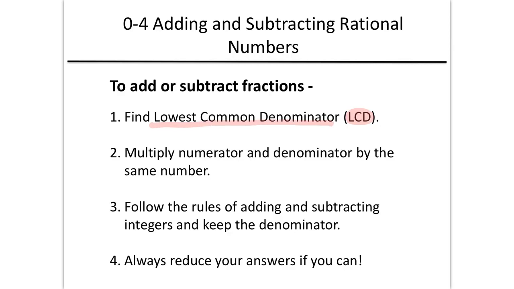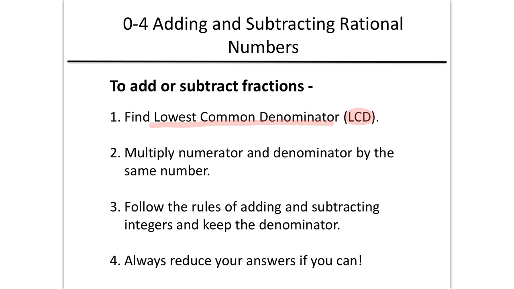Number two, you are going to multiply the numerator and denominator by the same number. And this is because when we are looking for the lowest common denominator and we have to multiply the bottom of the fraction, whatever you do to the bottom, you have to do to the top of the fraction. So you have to multiply by the same number on the top and the bottom of the fraction.